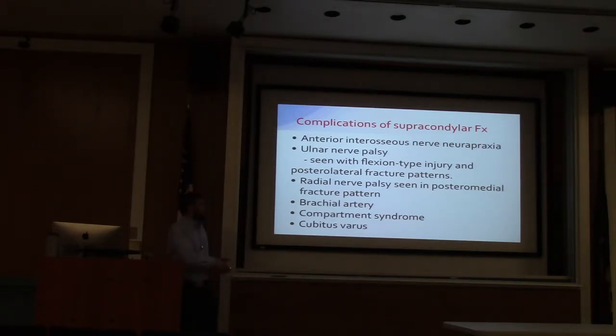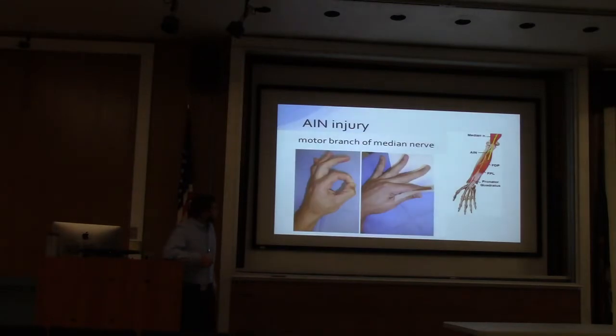Also compartment syndrome, deformities, or brachial artery injuries. So anterior interosseous nerve injury: it's a motor branch from the median nerve. It arises just distal to the elbow joint, and it supplies flexor digitorum profundus, flexor pollicis longus, and pronator quadratus. And how do we diagnose this injury?